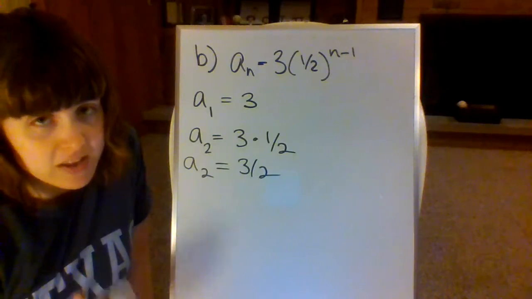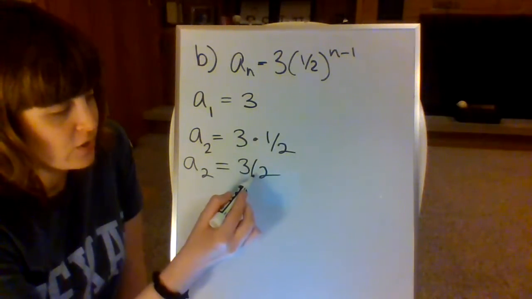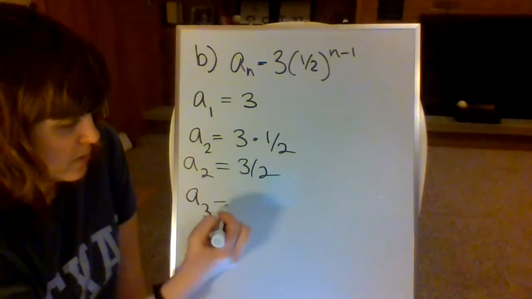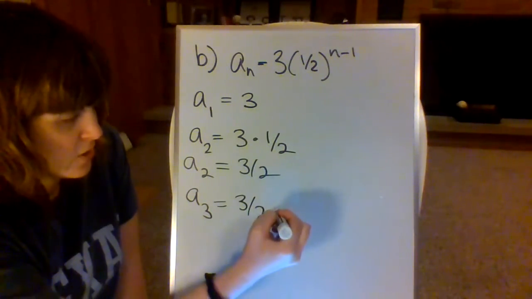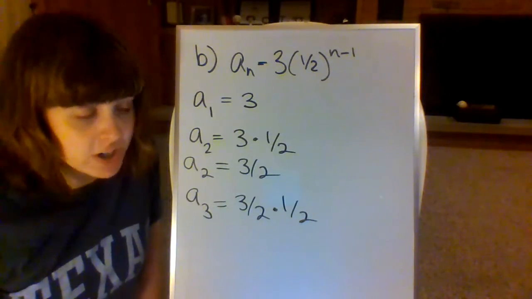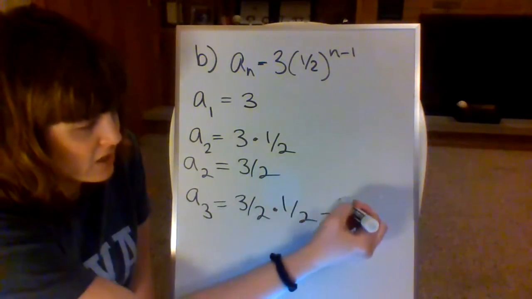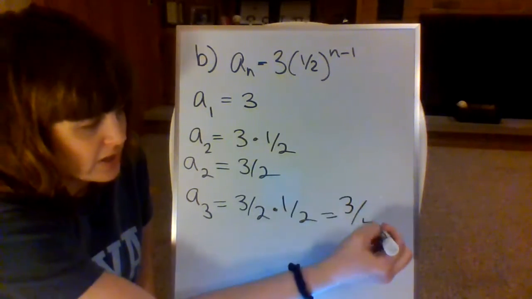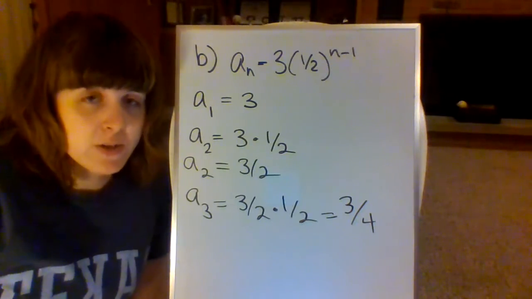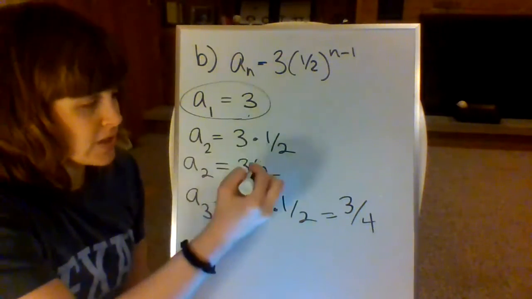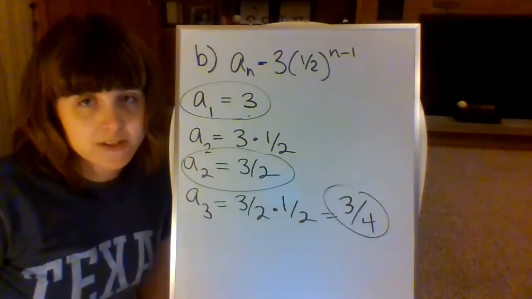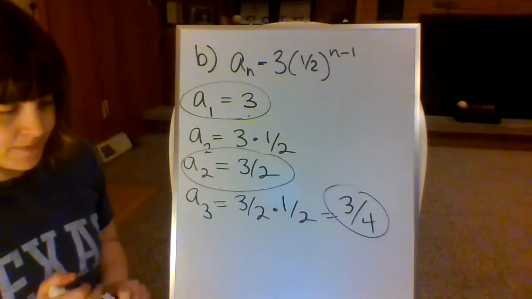Alright, now for the third term, we're going to take our 3 over 2 and multiply it by 1/2. So we have 3 over 2 times 1/2. Now, when you multiply fractions, you multiply straight across. So 3 times 1 is 3, and 2 times 2 is 4. If you check out your notes, those match what I found for the first three terms: 3, 3 over 2, and 3/4. Okay?